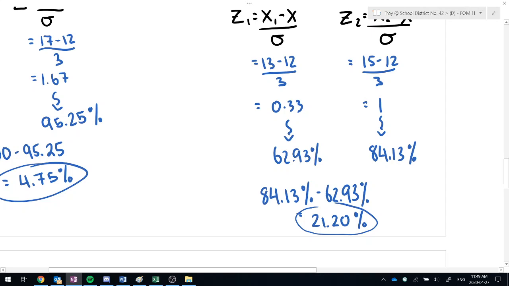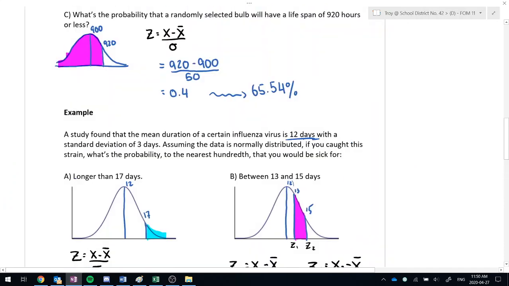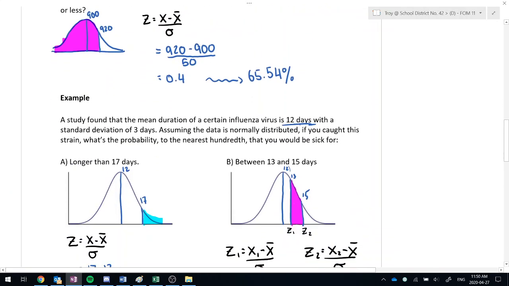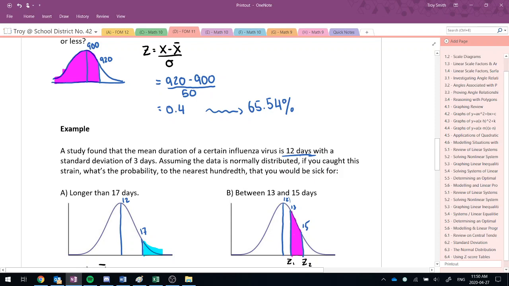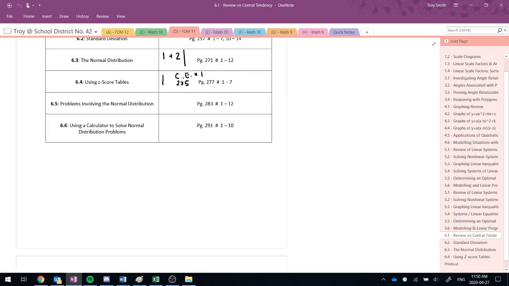Okay, so I'm going to leave it there for you guys. I only want you to do about half the homework, so for this week, page 283 is where it starts. I want you to do questions 1 to 6, and next week we'll do the remaining half.